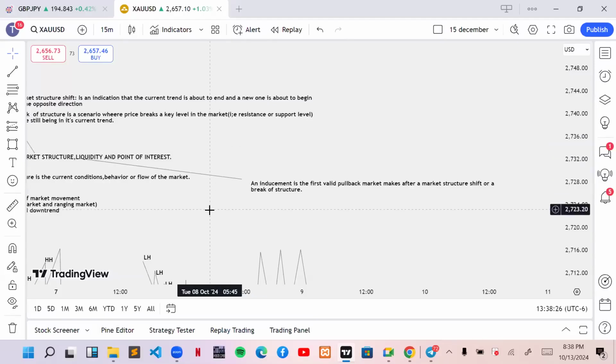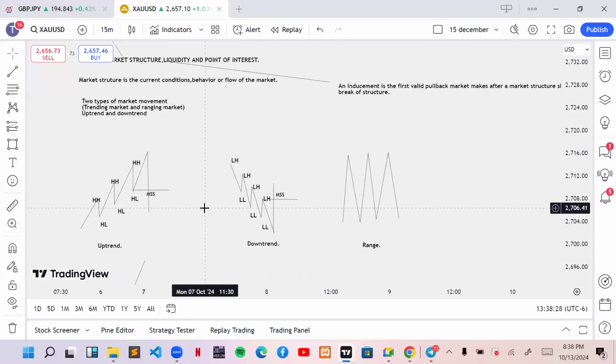Now, what do I mean by this? Once market has triggered a market structure shift or a break of structure, there's going to be a pullback close to where market either shifted structure from or broke structure from.